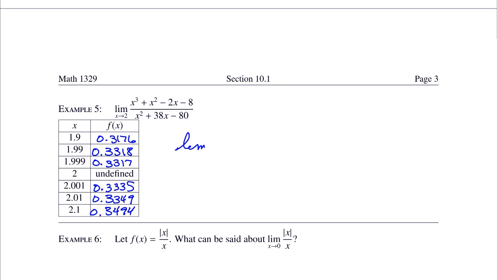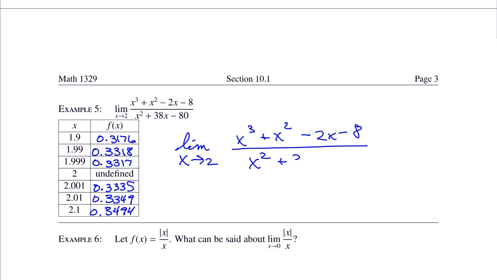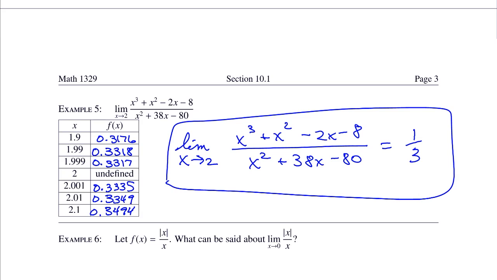So the limit as x goes to 2 of x cubed plus x squared minus 2x minus 8 over x squared plus 38x minus 80. What do you think that one's equal to? What fraction? 1/3. Yeah, that's 1/3. So maybe you remember that the fraction 1/3 written as a decimal is 0.3333. Now, there's no way to know that it's exactly that based on this, but I sort of led you in the right direction. So that's the first part of this.